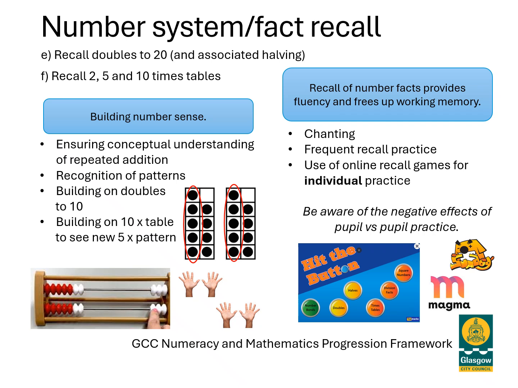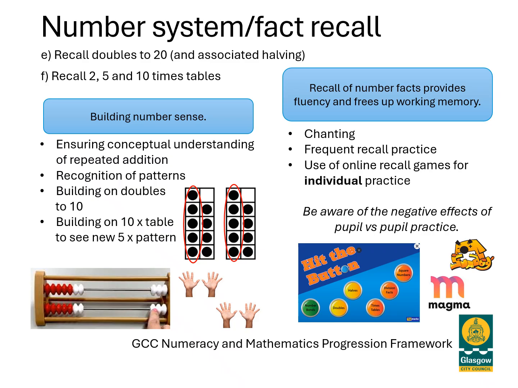So on that Rekenrek in the photograph there, you've got 7 on both of the rods, which is modelling double 7. And it's very clear for the children to see that they've got 2 lots of 5 red beads. So that's 10 red beads and 4 white beads. So it's just a nice visual for them to see how that works.